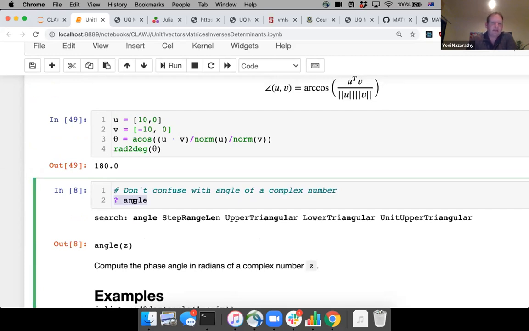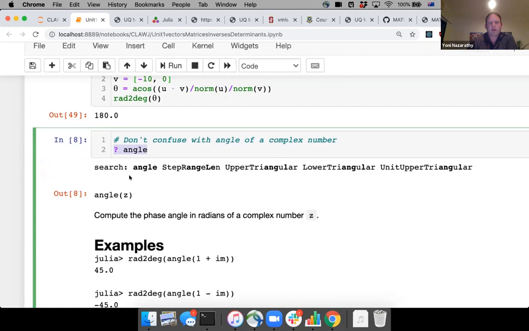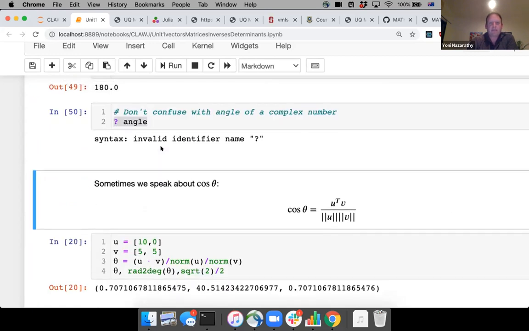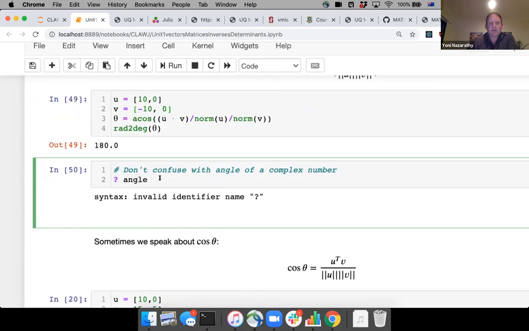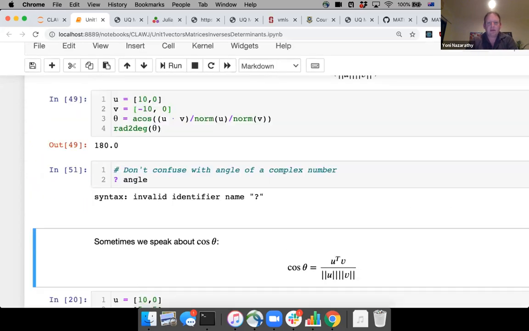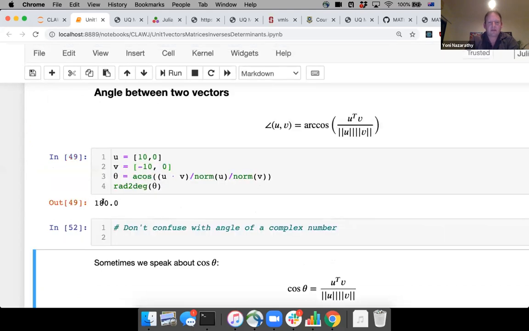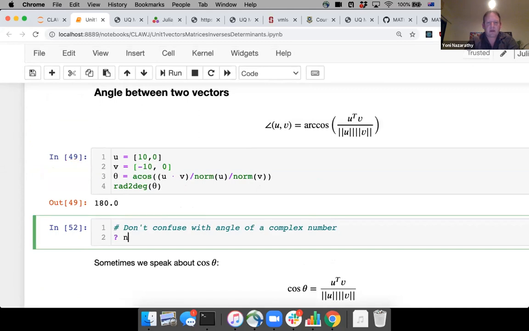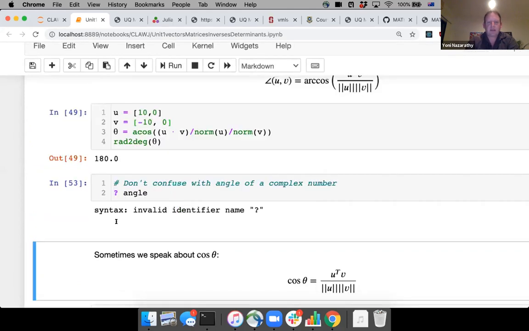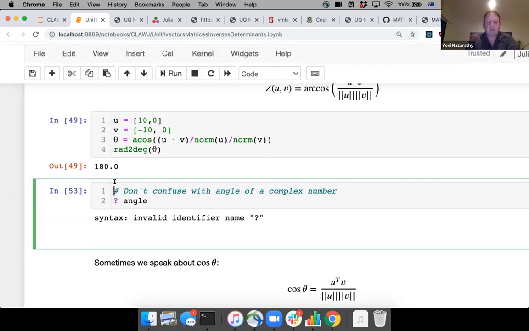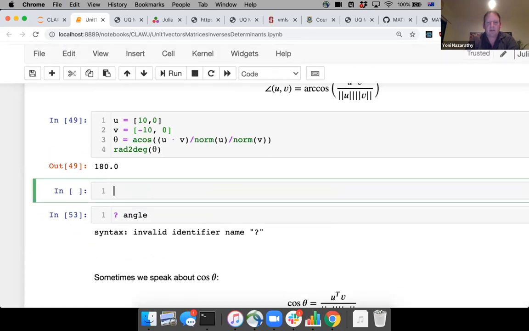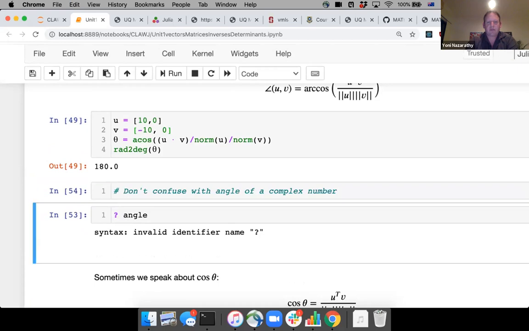You might see the function angle in Julia. If you do question mark angle, you'll get this thing. It's related. Why is that not working? There is some trouble with Julia when it does this. Question mark angle. Somehow when you use the help function, sometimes it doesn't like it with comments above. That's some bug with Julia Jupyter.